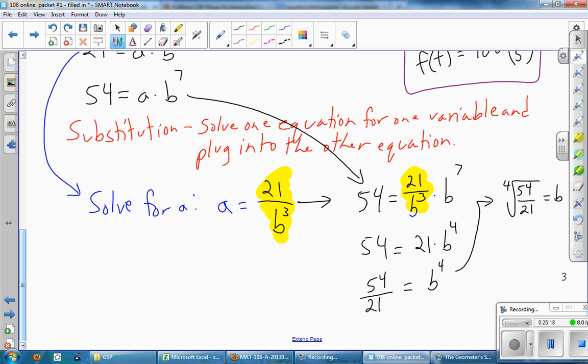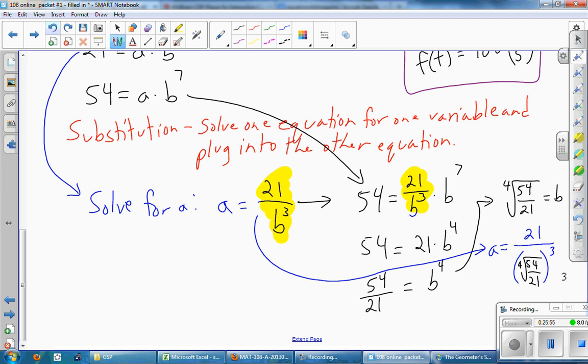We still have to find the a value. Best place to go here is the single equation that had a equals. So a equals 21 divided by b cubed. Okay, 21 divided by something cubed. What is the something? Something is what we just wrote up there: fourth root of 54 over 21. So that's the value of a.